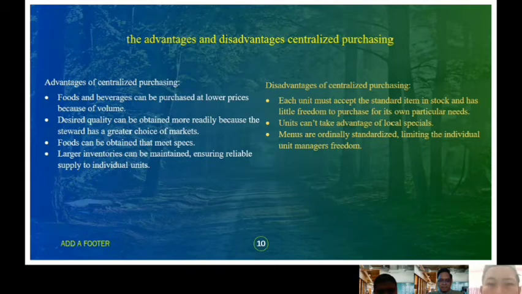Okay, next. The advantage and disadvantage of centralized purchasing. Advantage of centralized purchasing. Firstly, foods and beverages can be purchased at lower prices because of volume. Desired quality can be obtained more readily because the steward has a greater choice of market. Disadvantage of centralized purchasing. Firstly, each unit must accept the standard item in stock and has little freedom to purchase for its own particular needs. Units can't take advantage of local specials.